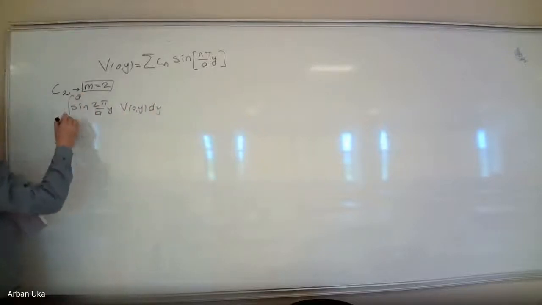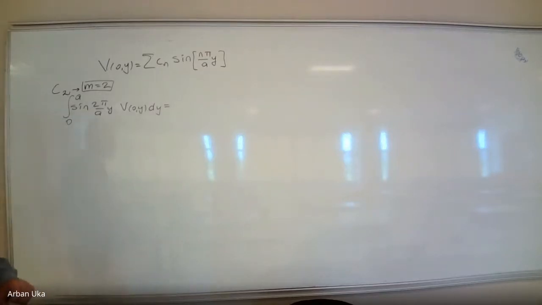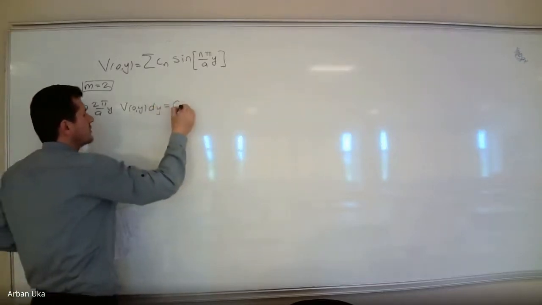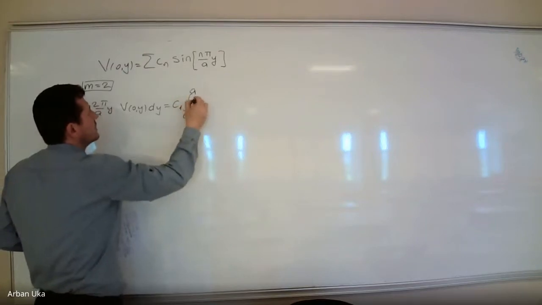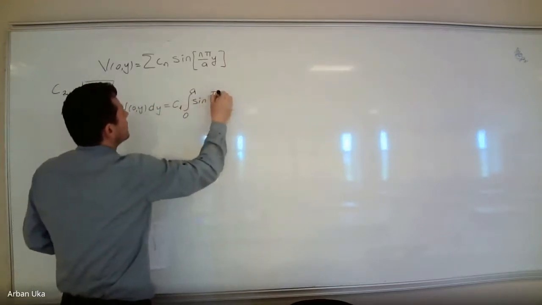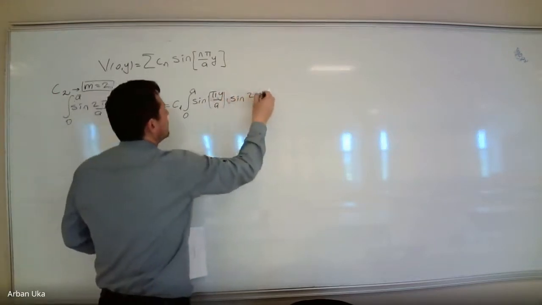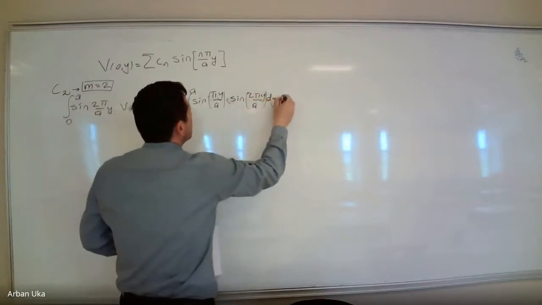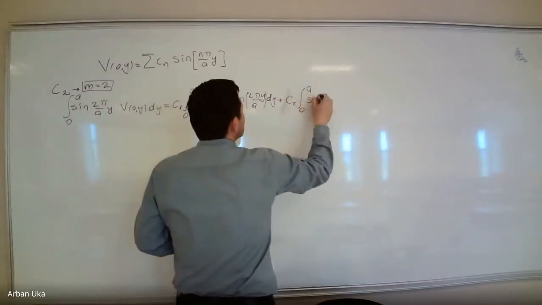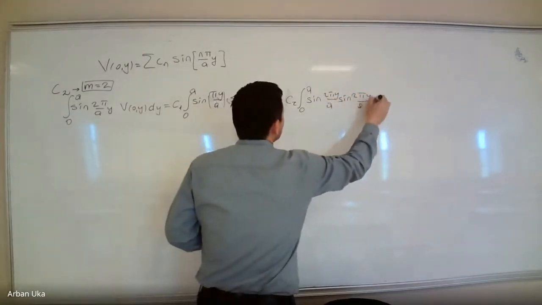So in principle, we are integrating from 0 to a. On the other side, assuming also that you have, let's say, the screenshot of the previous class, here you would have C1 integrating from 0 to a sine pi y over a, sine 2 pi y over a dy, plus the coefficient C2, integral 0 to a sine 2 pi y over a sine 2 pi y over a dy.